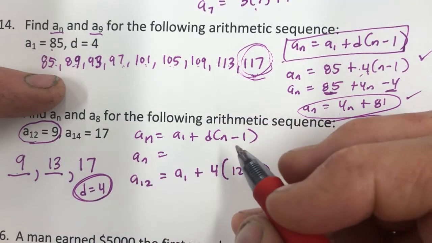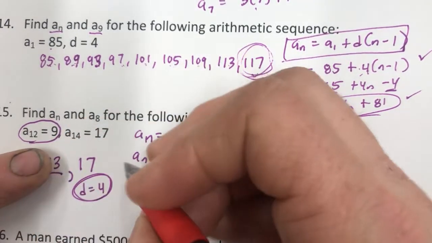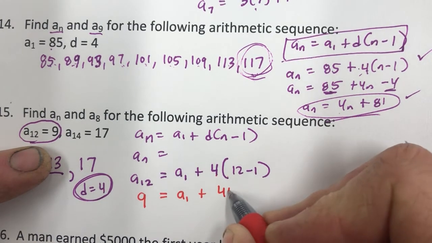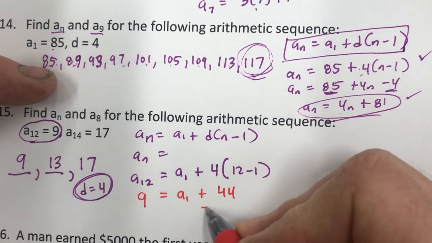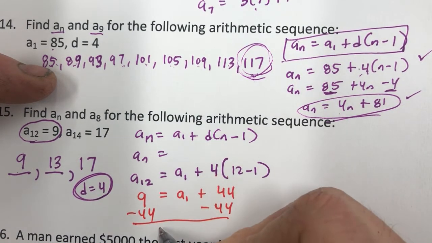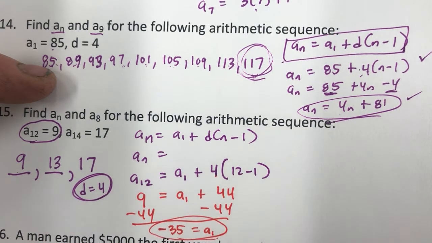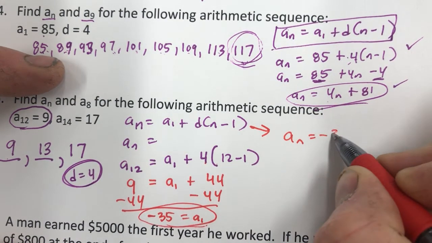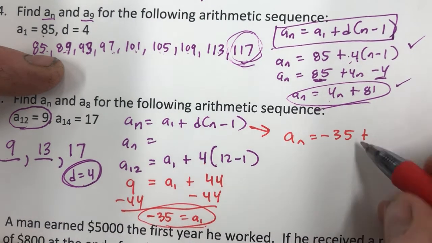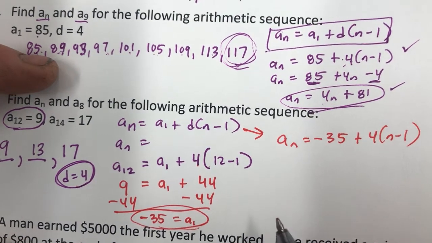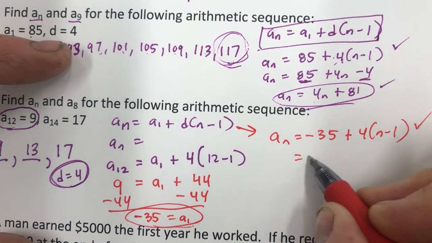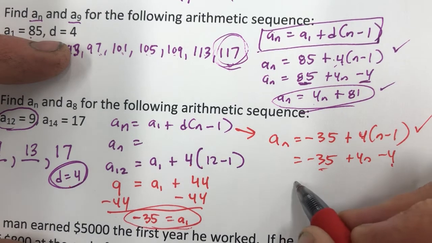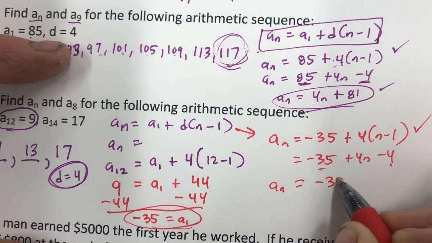Okay, so now a sub 12 is 9, so 9 equals a sub 1 plus 4 times 12 minus 1, which is 44. Then I'll just minus 44 on both sides, and that's negative 35. That's what a sub 1 is. So now I should be able to get it, because a sub n equals a sub 1, which is negative 35, plus my d, which was 4, times n minus 1. So now I don't know if it wants your answer that way, or if it wants you to distribute. So 4 times n is 4n, 4 times negative 1 is negative 4, and then these two go together. So a sub n equals negative 39 plus 4n.